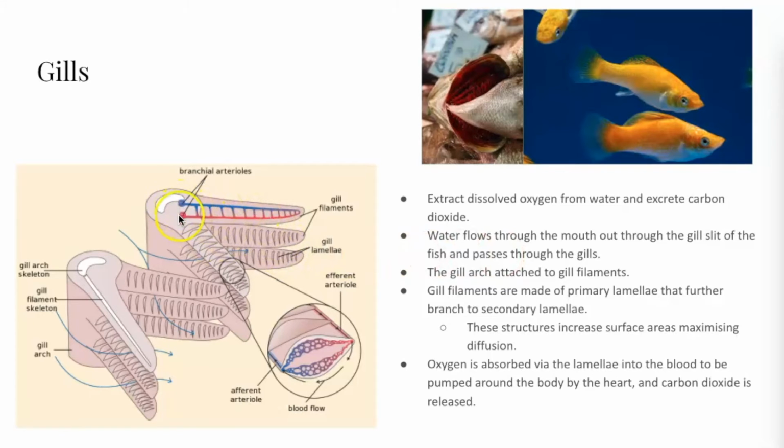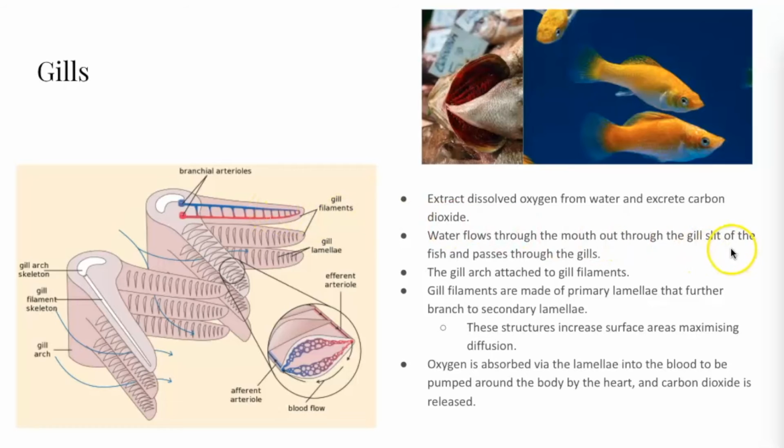So we've got a gill arch which connects to gill filaments. Each gill filament is made up of primary lamellae that branch into secondary lamellae, so that's a smaller structure. These structures increase surface area, maximizing the diffusion of oxygen into the bloodstream and the excretion of carbon dioxide.